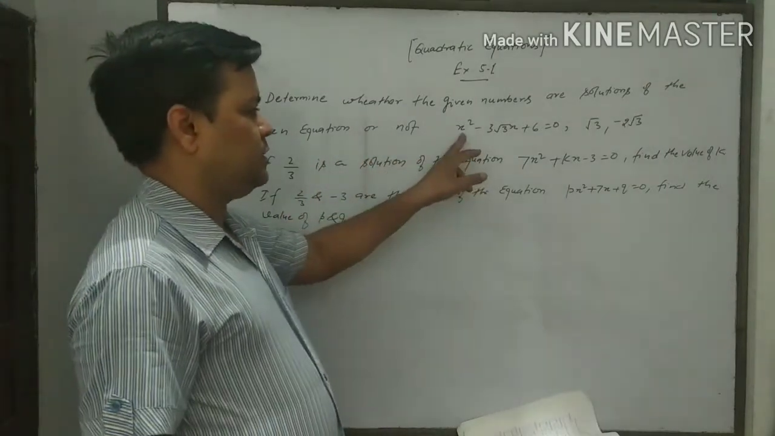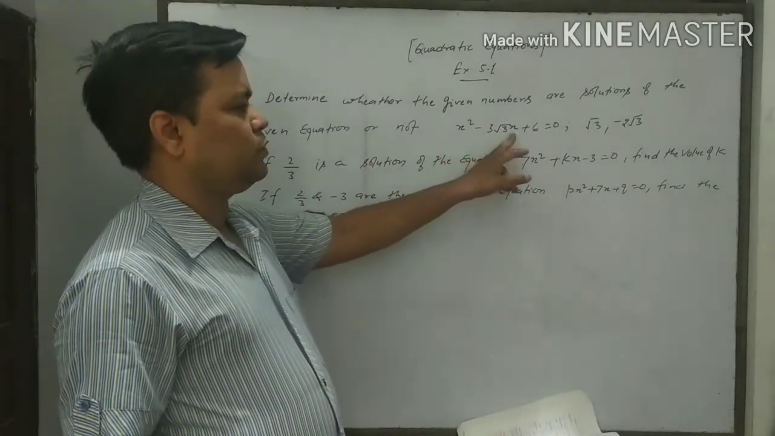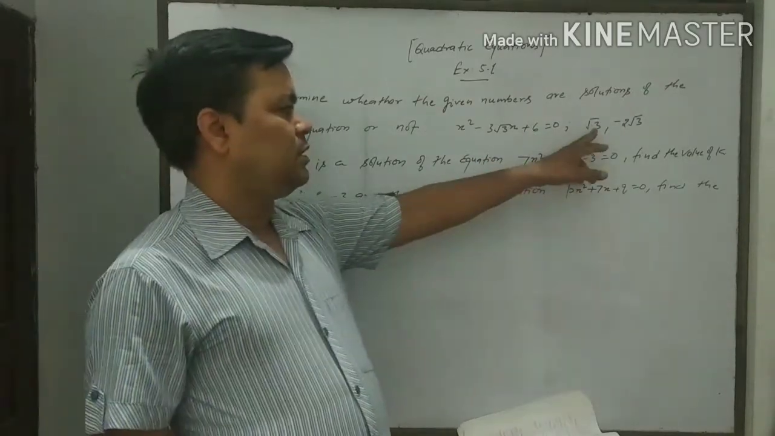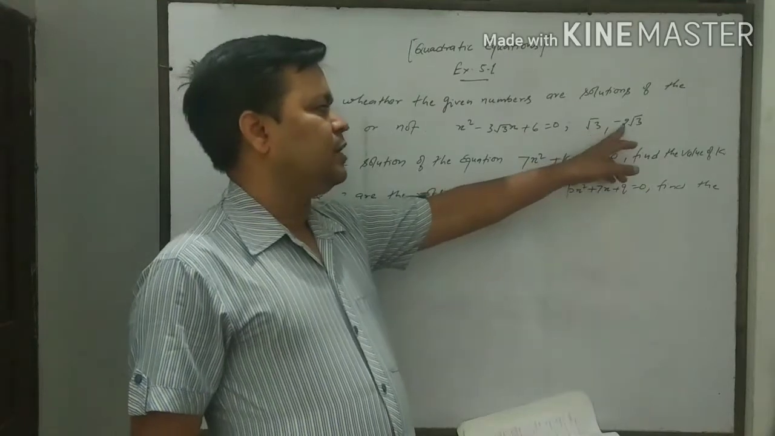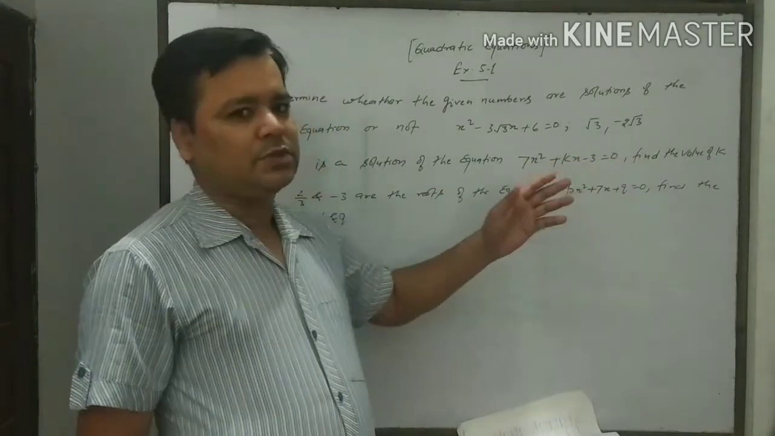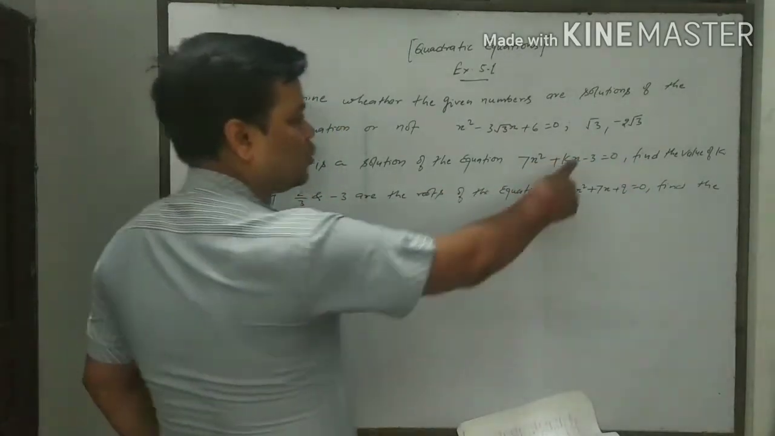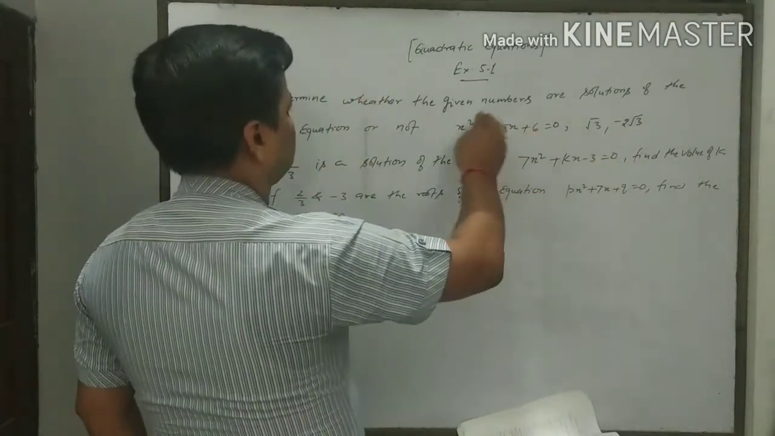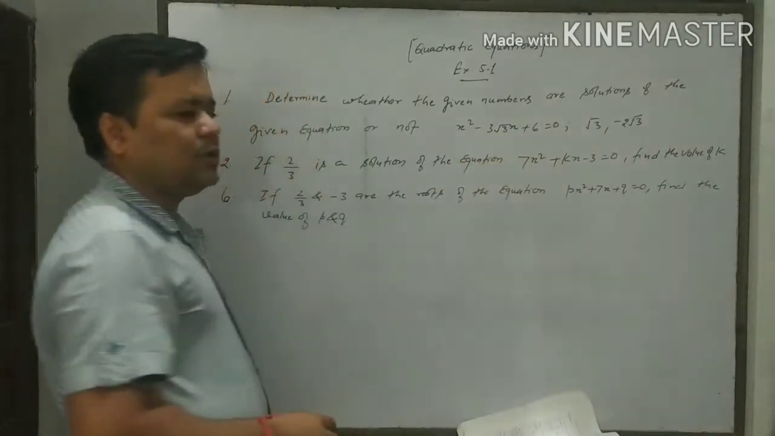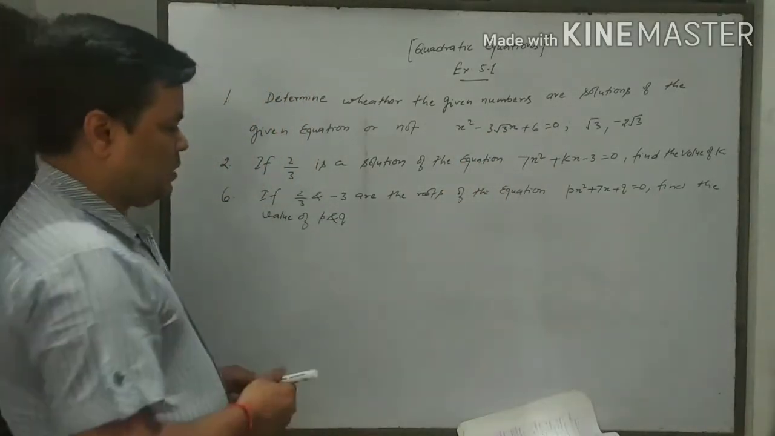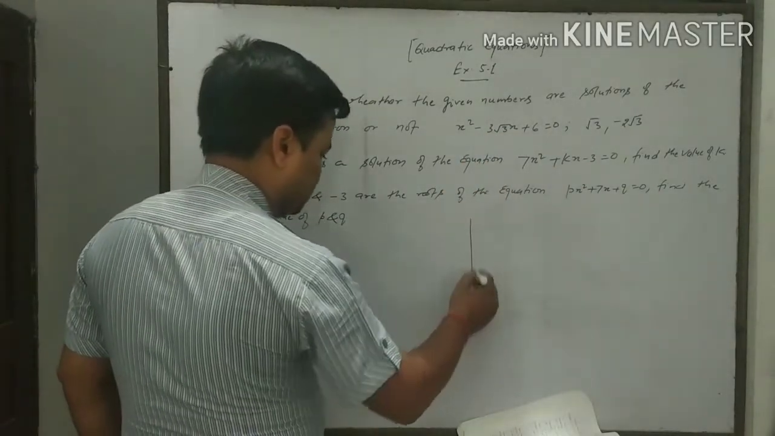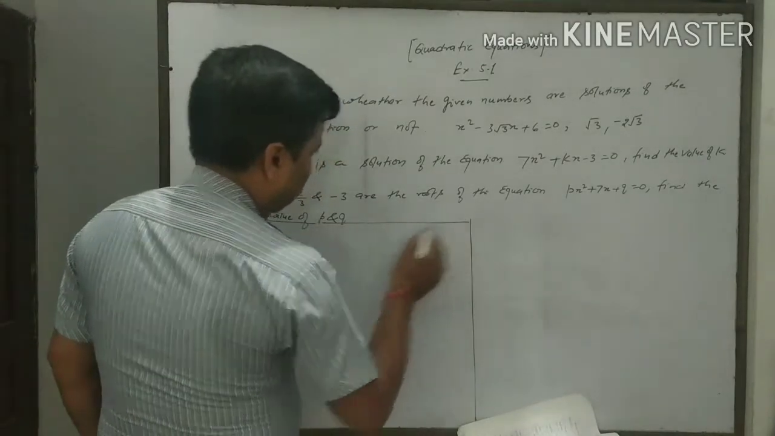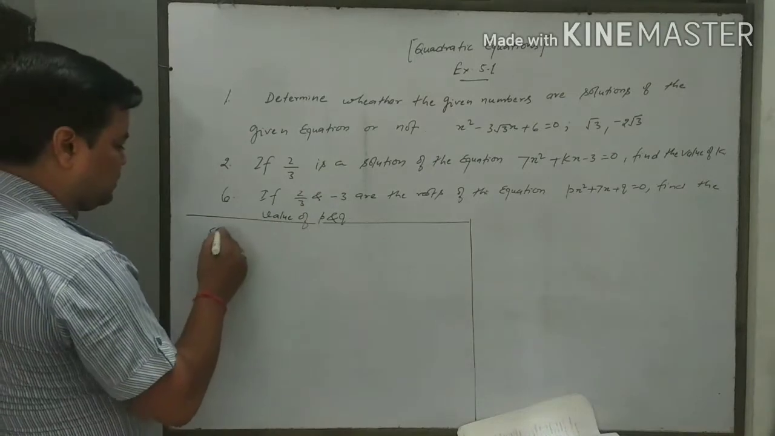The given equation is x square minus 3 root 3x plus 6 is equal to 0, and the numbers are root 3 and minus 2 root 3. It means we have to prove whether root 3 and minus 2 root 3 are solutions of the given equation or not. Then how should we solve it? First of all, we should do it this way: solution.